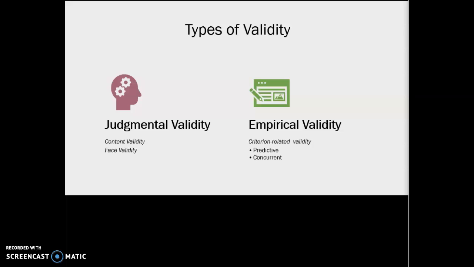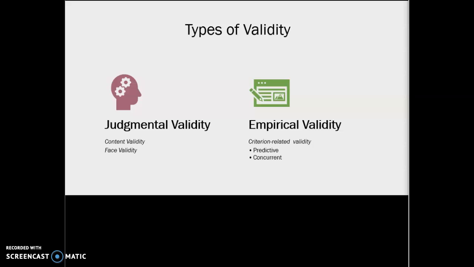In concurrent validity, on the other hand, this involves administering the test and the gold standard measure at the same time. And it asks the question, to what extent is the new measure correlated with or measuring the same thing as the gold standard? So in this case, the criterion would be the gold standard test, and the new measure would be the one that we're looking at in relationship to the gold standard.